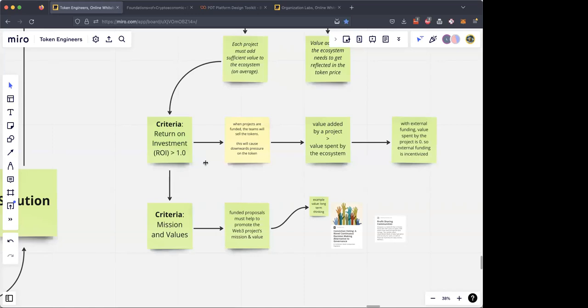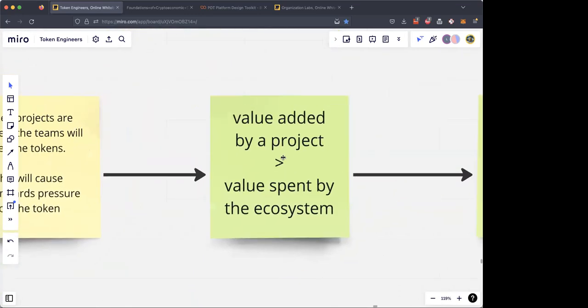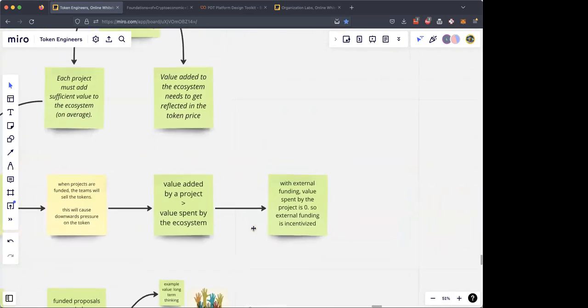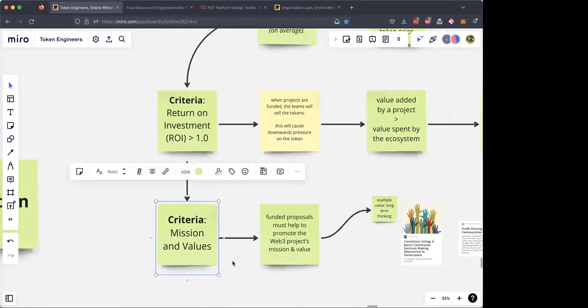You guys follow the idea on how this works, right? You want return on investment more than one. So we want value added by a project to be bigger than value spent by the ecosystem. Then this is also an important point. The mission and values of the proposals should be aligned to the ecosystem. So you don't want someone to come and dig under your ecosystem.